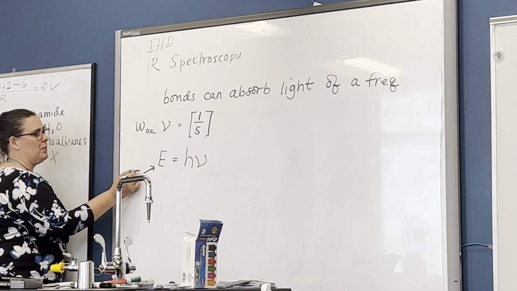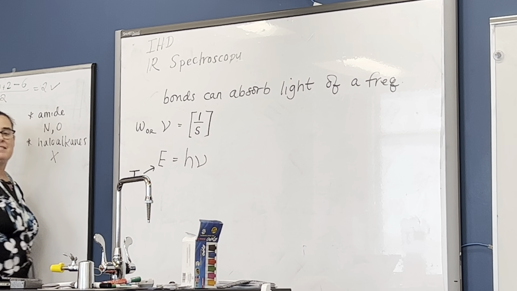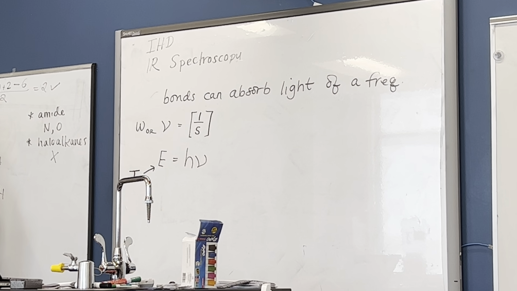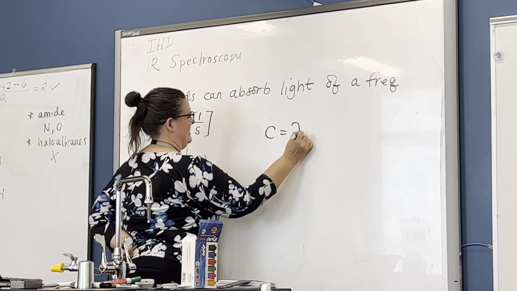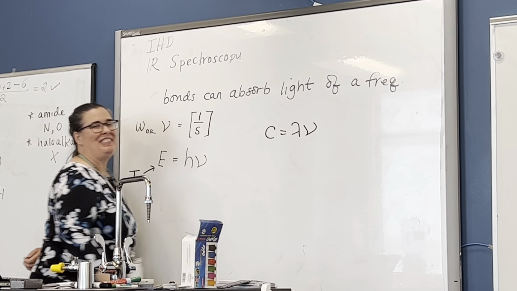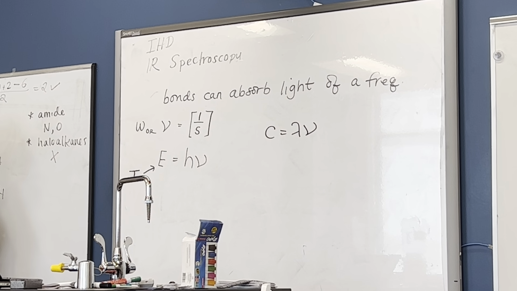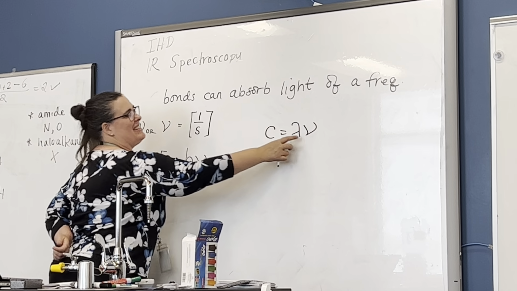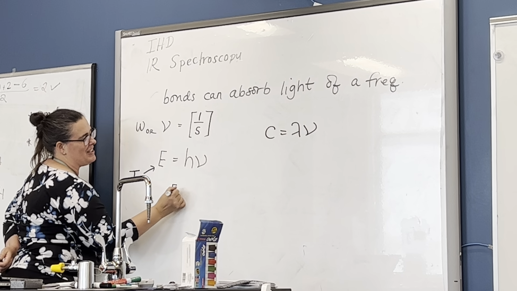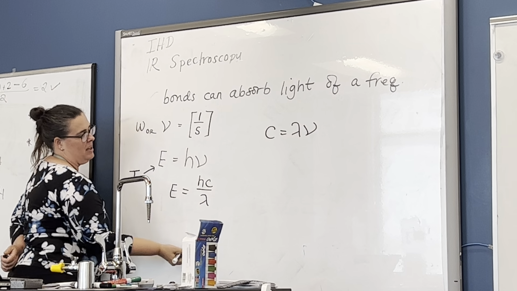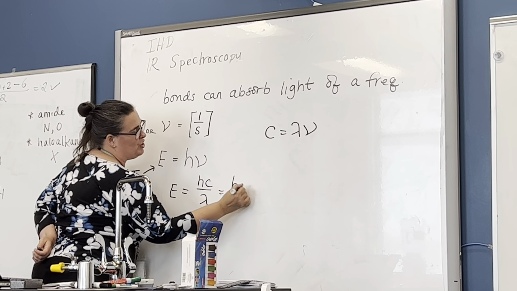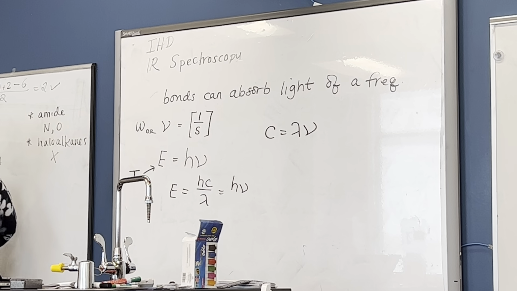Is there a way that I could get wavelength in there? I really understand wavelengths, the distance between two troughs or crests or whatever. So the speed of light is the product of the wavelength and the frequency. So I can plug this into here and tell you that the energy is equal to hc over lambda, or it's equal to h nu. Is that cool?